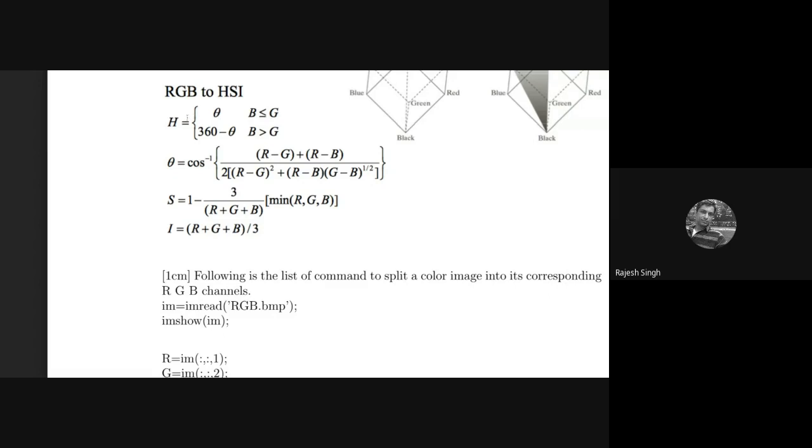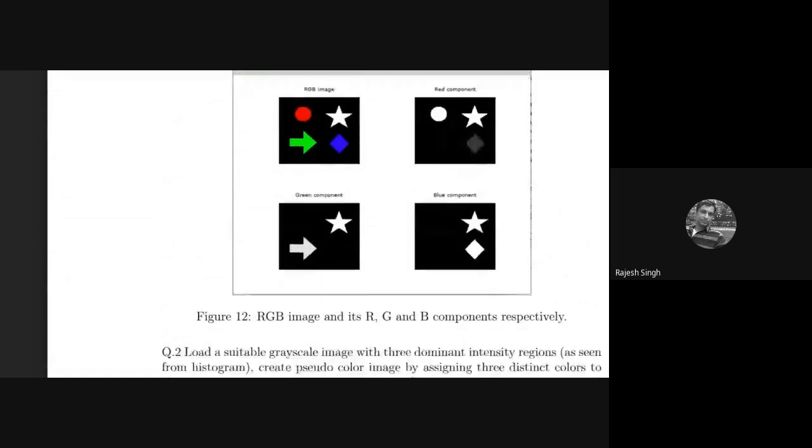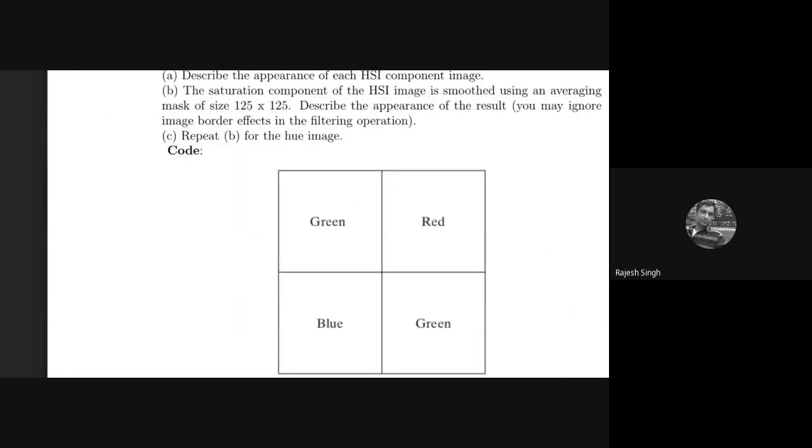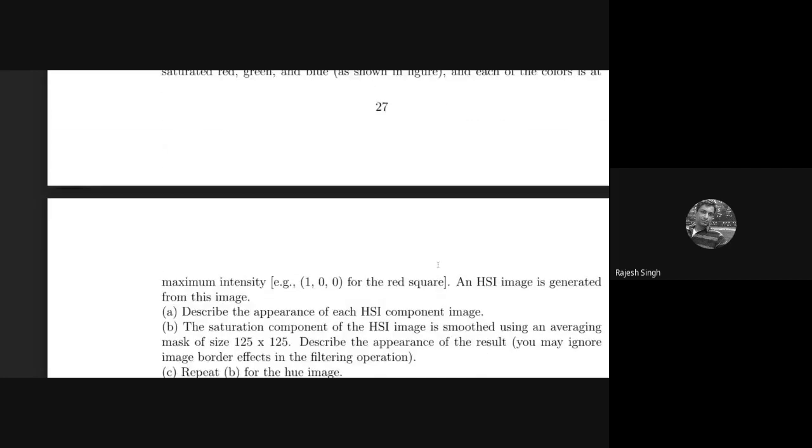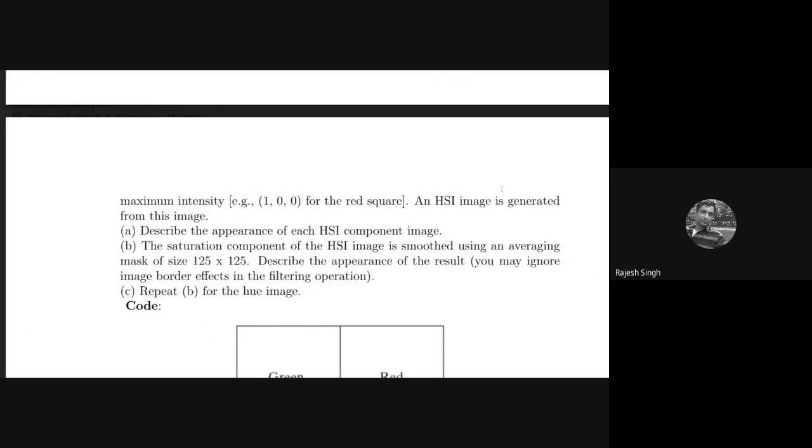You create H values. So these are the four calculations that will help you to calculate the HSI. That's the only big task that you have to do. You have to create this image in PowerPoint and find its HSI. Remember, you don't have to use a function to generate HSI. You have to create your own algorithm formula and find the HSI.